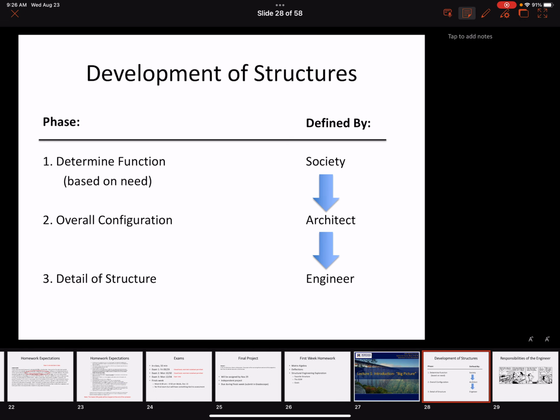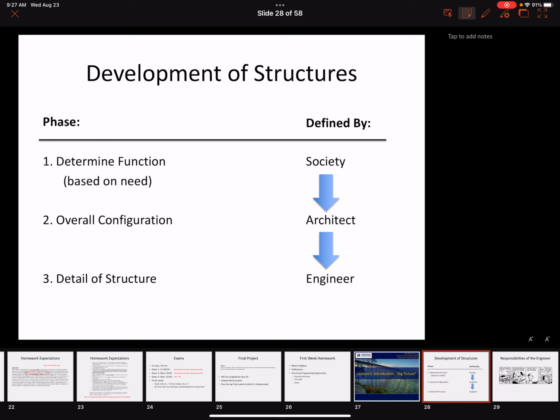All right, so today I'm going to focus on big picture things related to structures. And starting here with just how structures come about, right? Well, first of all, society determines a function, and that function is based on some kind of need. Then the architect is brought on board to determine a configuration, a layout, shape, size, things like that, that will serve that function.